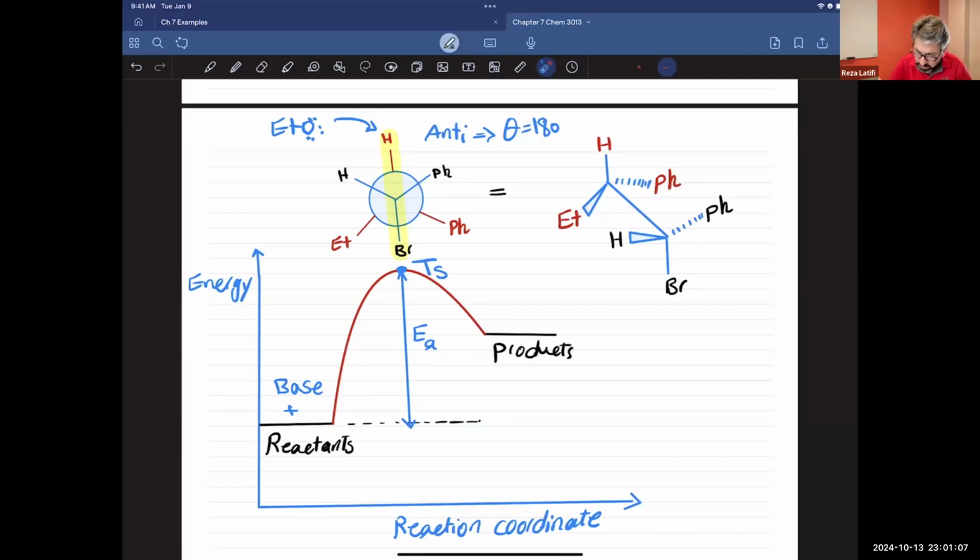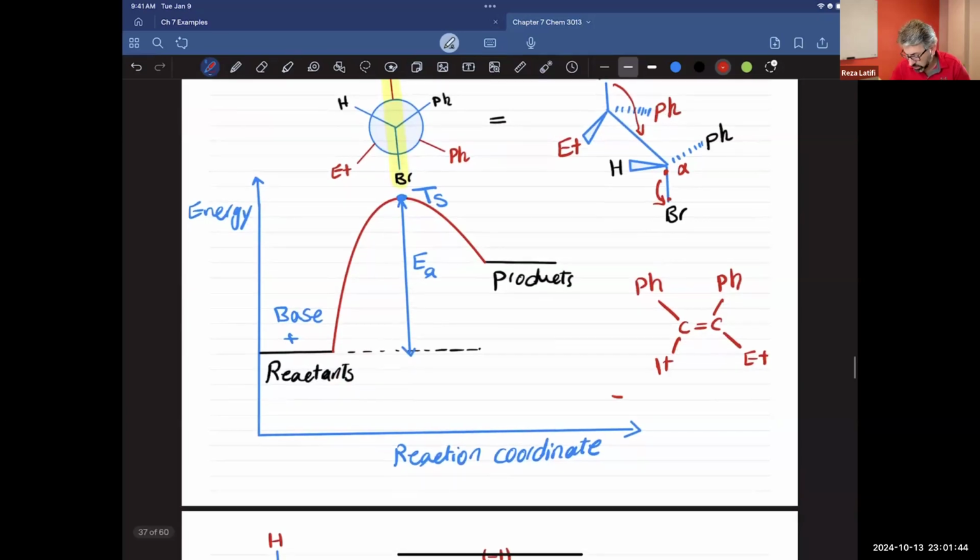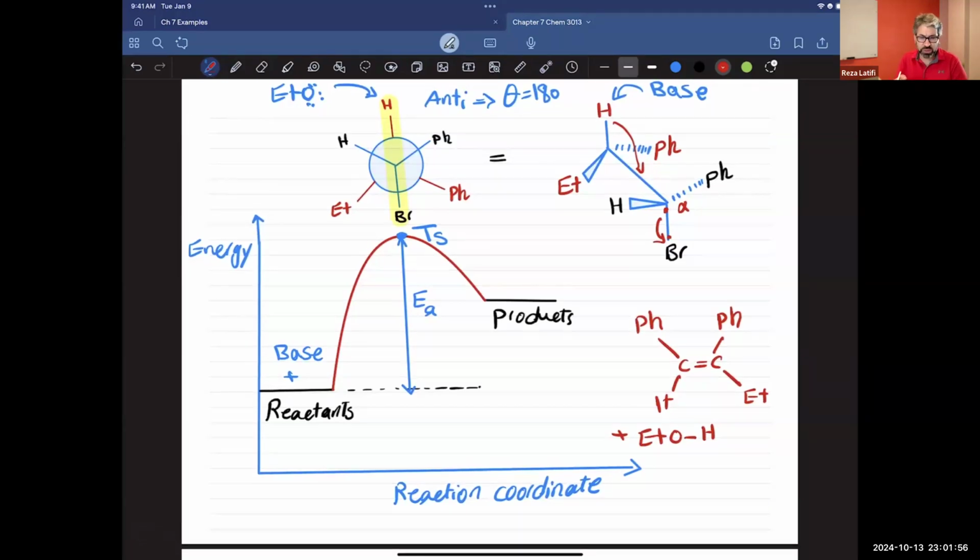Okay, so our base is going to go after this hydrogen, and very soon we will share the electron here with the neighbor carbon, the alpha carbon, and the alpha carbon will give the electrons to bromide, and the bromide will leave the system. So at the end you will get, as I said, the Z isomer, plus we will get ethoxide. When it gets hydrogen, it will turn to alcohol. So I got ethoxide attached to hydrogen, and also I got a double bond.